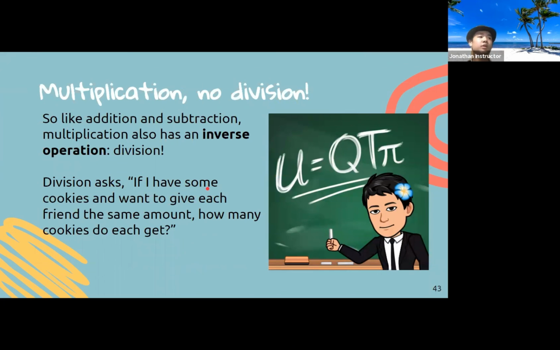All right, and you know, in math, we have something called inverse operations. So addition and subtraction are inverse operations. You subtract to get rid of the addition, basically. And multiplication also has an inverse operation, which is called division. Division asks basically, if I have some cookies and I want to give each friend the same amount, how many cookies does each friend get?